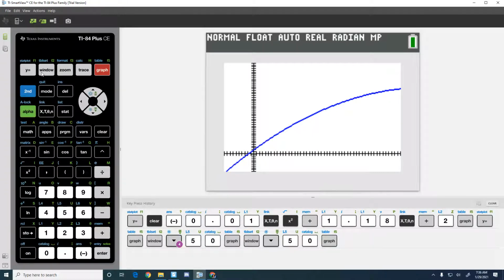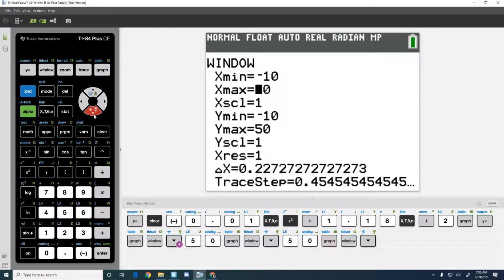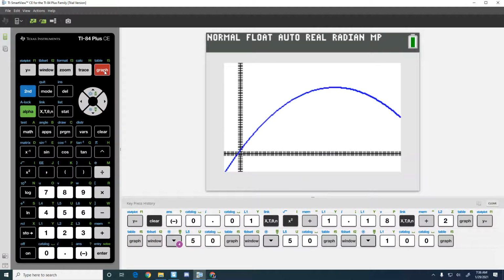And so 50 is not good enough. What number should I try next, do you think? How about 100? Yeah. And the exact numbers that you're typing in for your window, it doesn't really have to be exactly the same thing that I'm doing. All right, we just want to see the parabola.